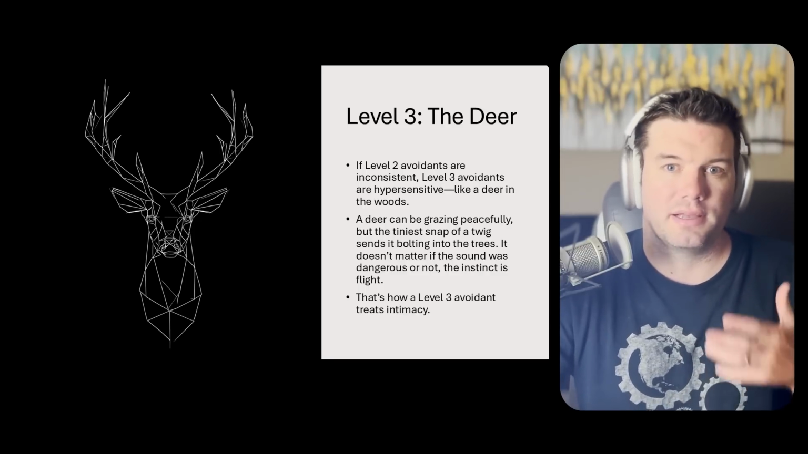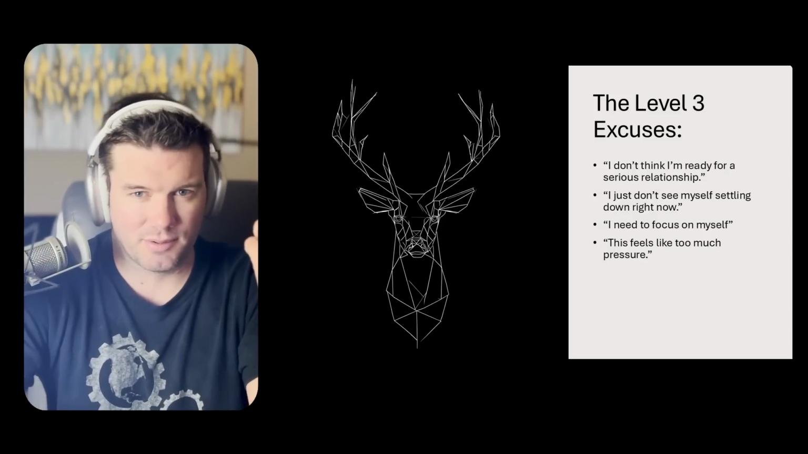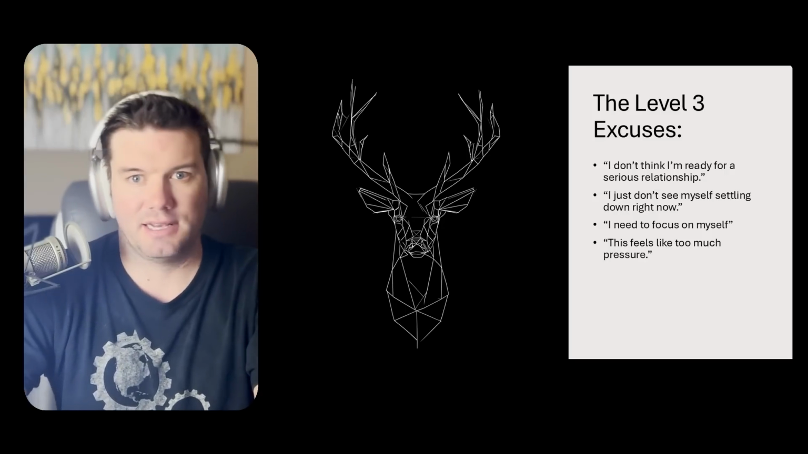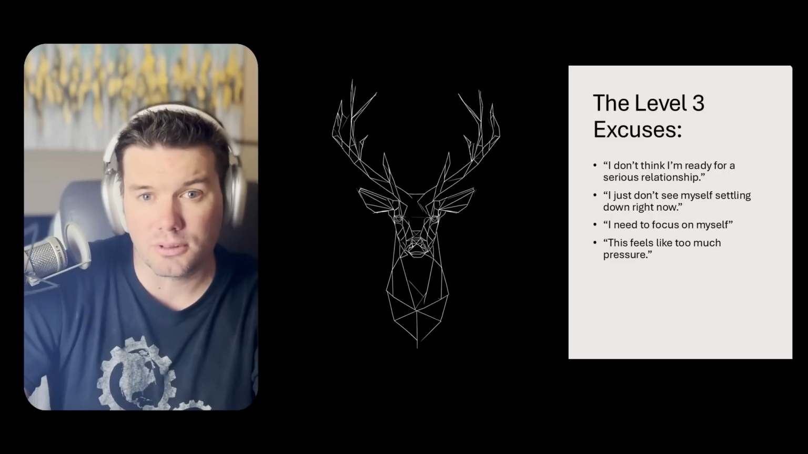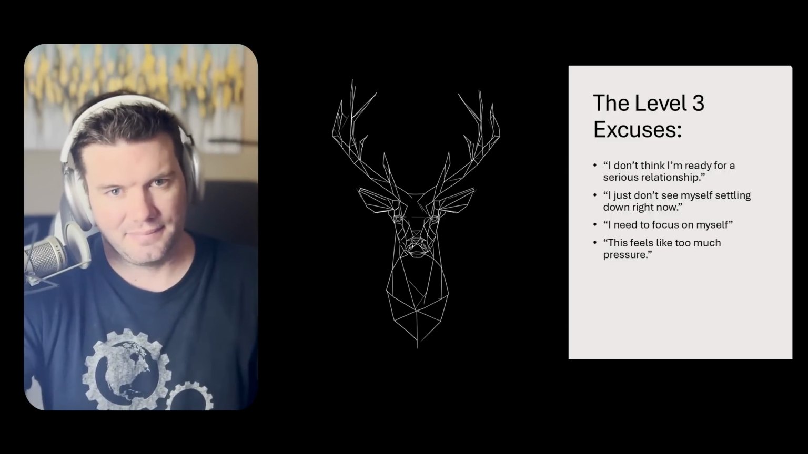That's how level 3 avoidants treat intimacy. So again, when their partner says, hey, can we talk about how we've been feeling lately? They don't just hesitate or deflect. They shut down almost instantly as if being asked is a threat. Some of the most common level 3 excuses you're going to see are: I don't think I'm ready for a serious relationship. I just don't see myself settling down right now. I need to focus on myself. This feels like too much pressure. You get the idea. Essentially, what the level 3 deer is saying is, the second I sense danger, I'm gone. The danger here, of course, is fragility.